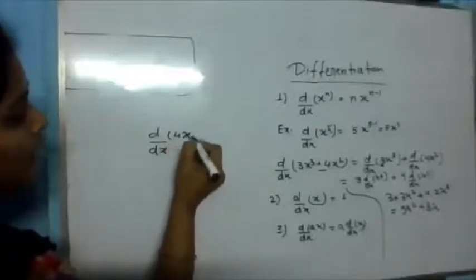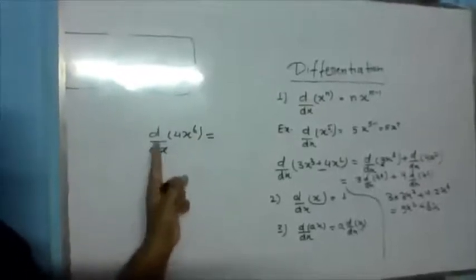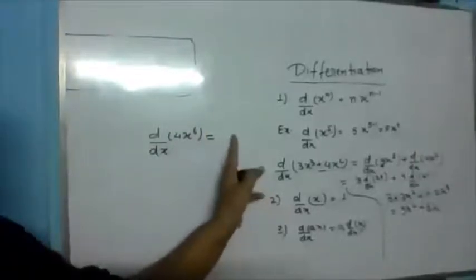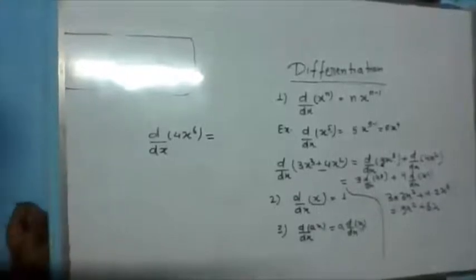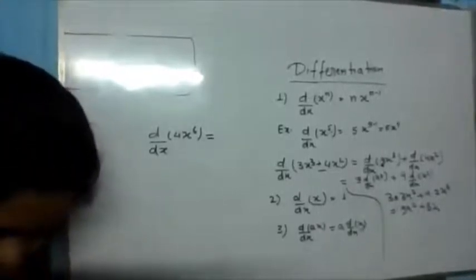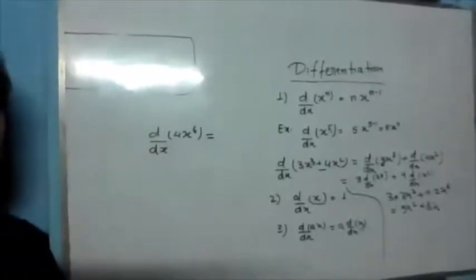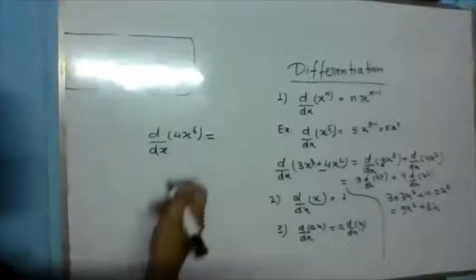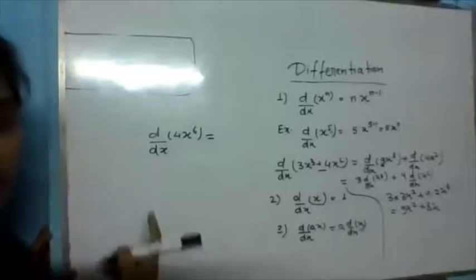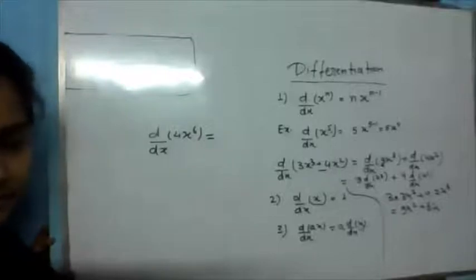Now just apply the formula and tell me the answer. If I operate d upon dx on 4x to the power 6, what is your answer after differentiation? Everyone be on time because I will not wait for anybody. What is your answer? If we operate d upon dx on 4x to the power 6.